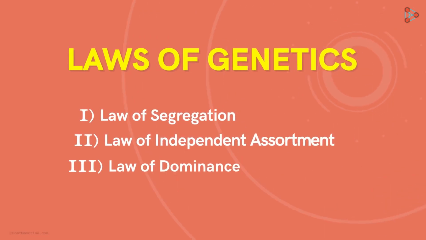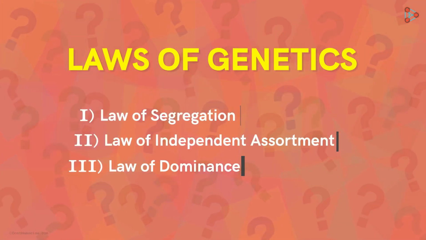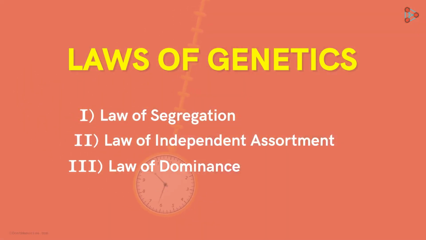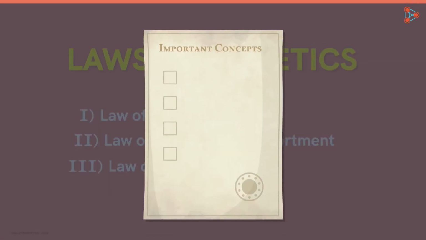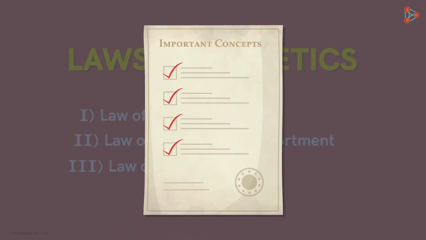The 3 laws in genetics form the crux of this topic. These laws not only answered a few questions, but were even ahead of their time. They were instrumental in proving a few important concepts which were discovered in the following years.